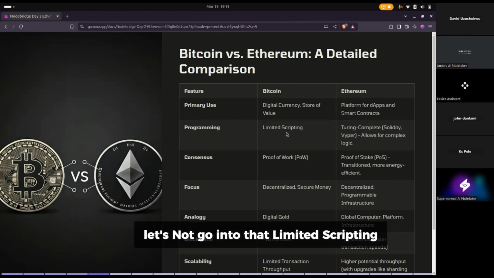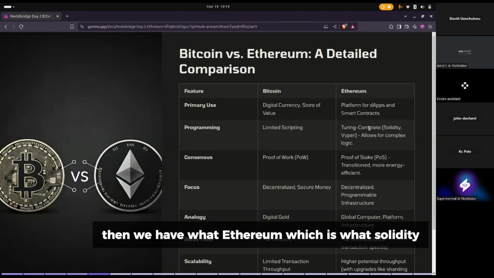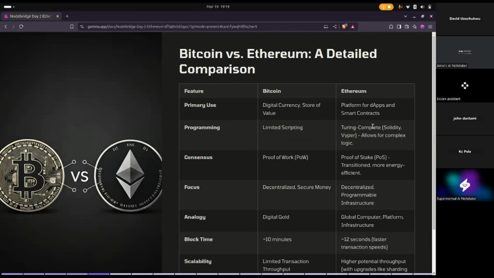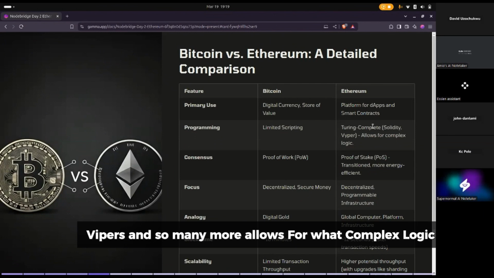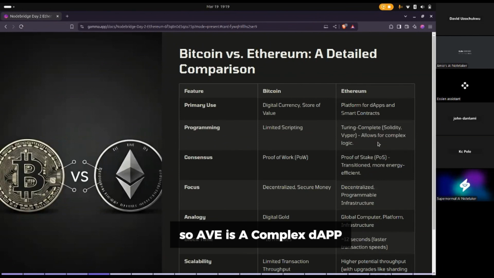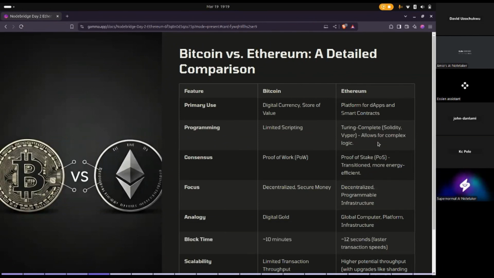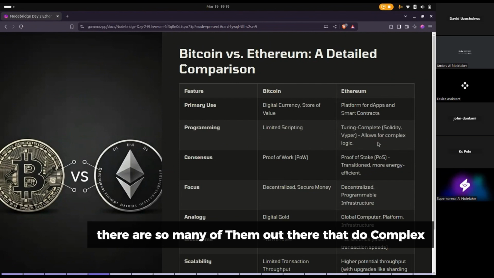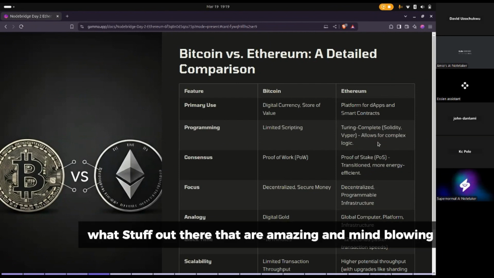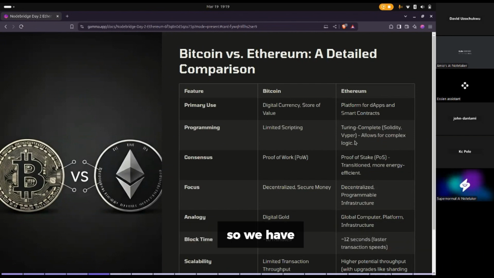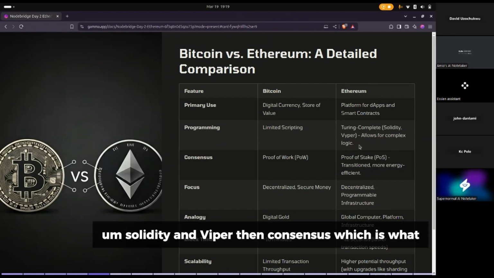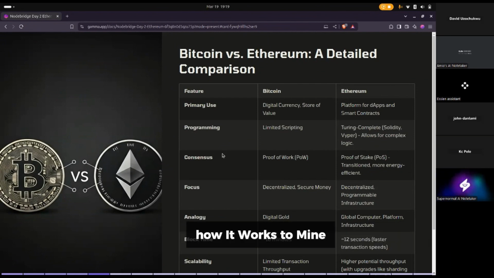Limited scripting. Then for Ethereum we have Solidity, Vyper, and so many more, which allows for complex logic. So Aave is a complex dApp. There are so many of them out there that do complex stuff that is amazing and mind blowing. So we have Solidity and Vyper, then consensus, which is how it works to mine and do other stuff.